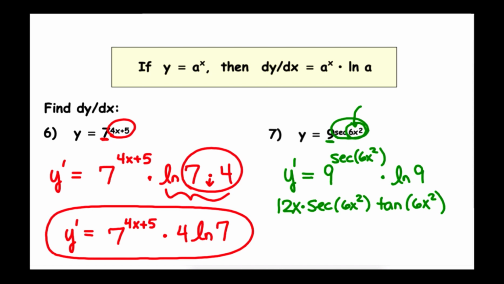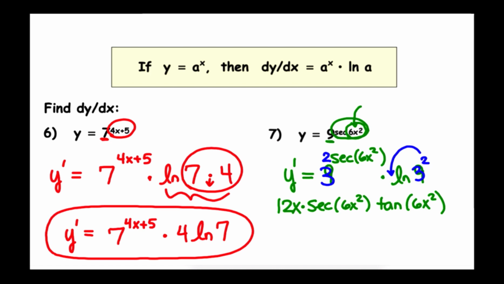All right, I have a bit of a mess on my hands, but remember also, we want to have this completely simplified, and 9 is 3 squared. So I'm going to turn these 9s into 3 squareds. Now 3 to the second to the secant would be the same thing as 3 to the 2 secant. But the natural log of 3 squared, this 2 is going to come down and make a 2 ln 3. So I've got myself a big mess here.